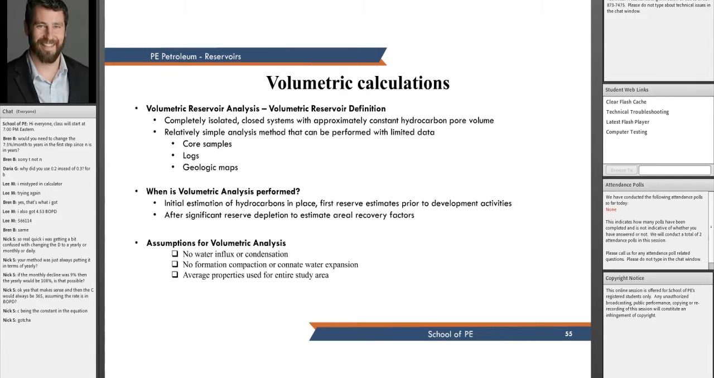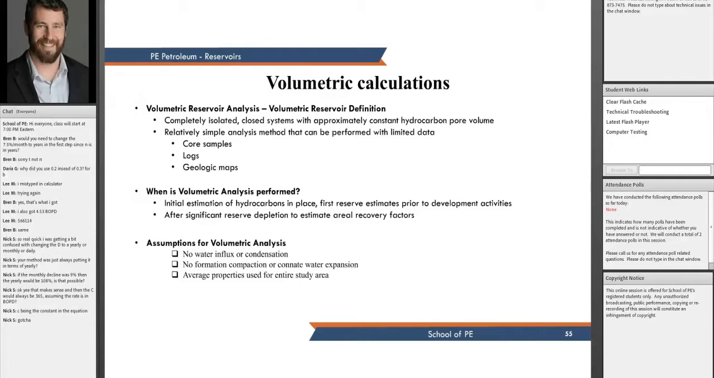So moving on to volumetrics. Before we can get into doing some of the calculations, I want to just briefly run through some of the definitions. The volumetric reservoir analysis has a very specific definition, and the assumption for a volumetric reservoir is that it's completely isolated, it's a closed system, and the hydrocarbon pore volume is fairly constant.